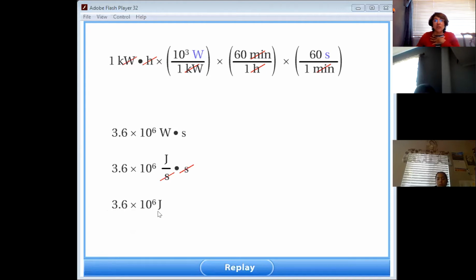That's a lot of joules, right? 3.6 and then 5 more zeros after that. Okay, so 3.6 megajoules. They don't say that, they just say joules.